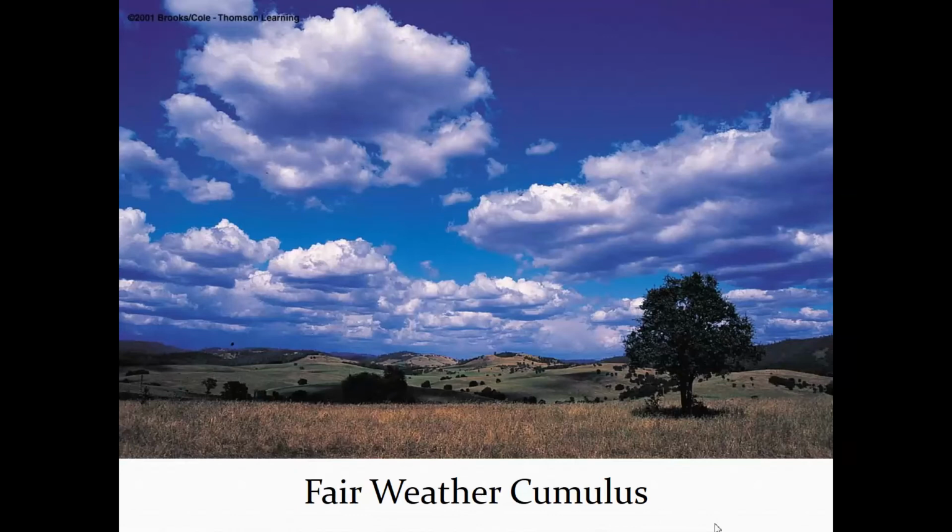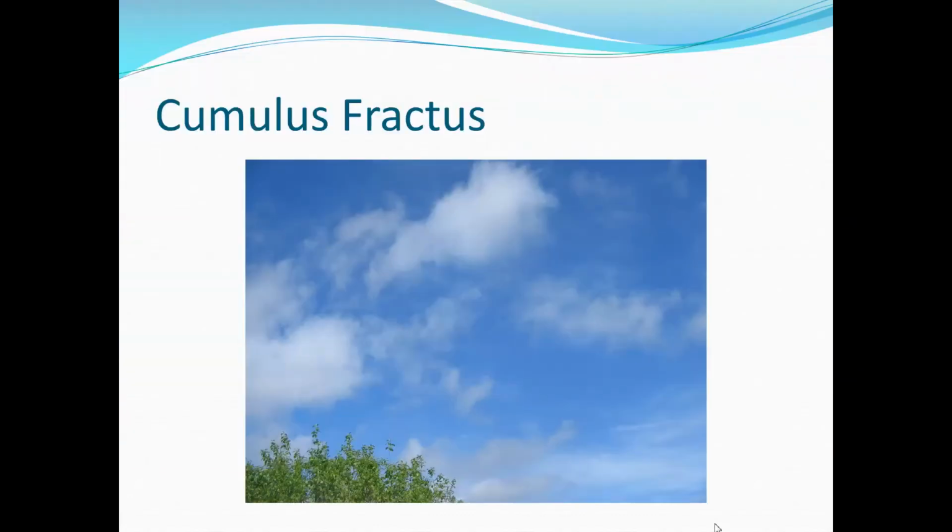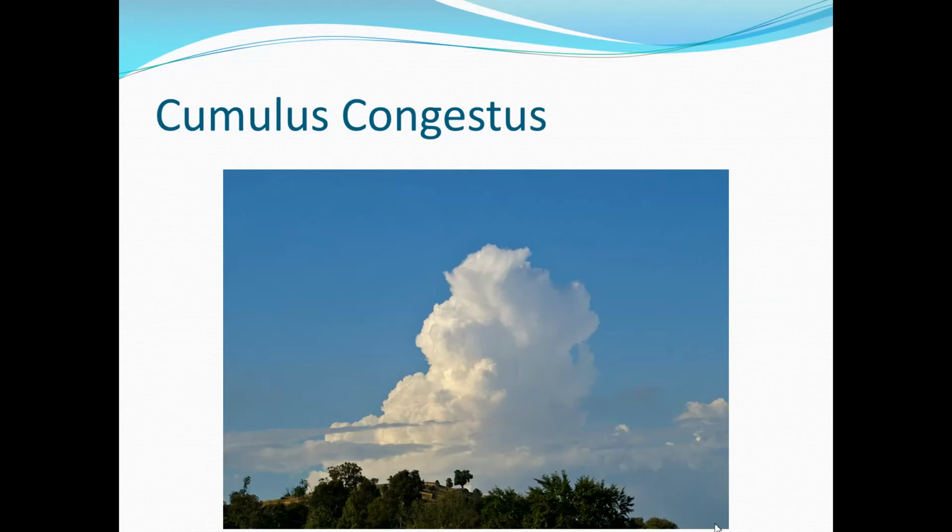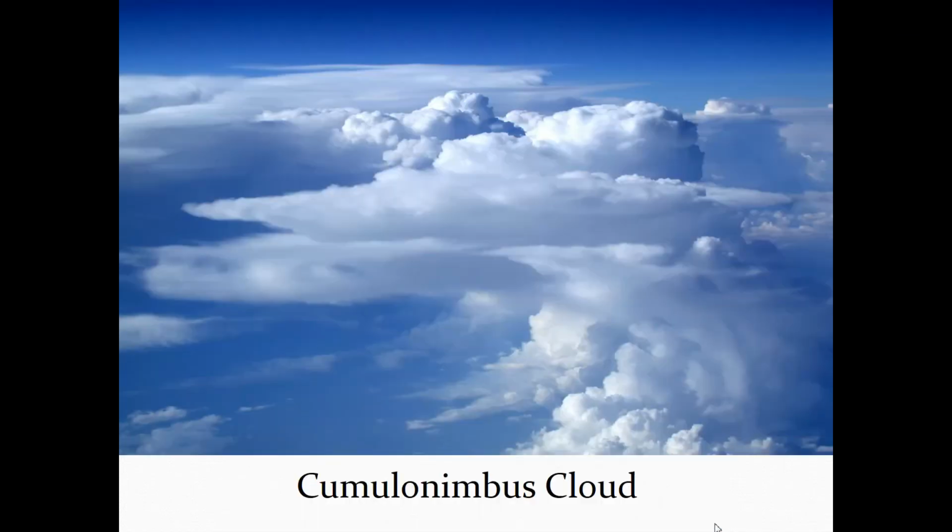So here's some fair weather cumulus, some cumulus humilis, just puffy white balls of clouds. Here's some cumulus fractus. These are broken cumulus clouds. Here's a cumulus congestus cloud. So now this is a cloud that's growing taller, and it looks like this large heaped pile of cotton. And then here's a cumulonimbus cloud. In this case, right here's the tropopause, and the air that was rising reached the tropopause and had to fan out.